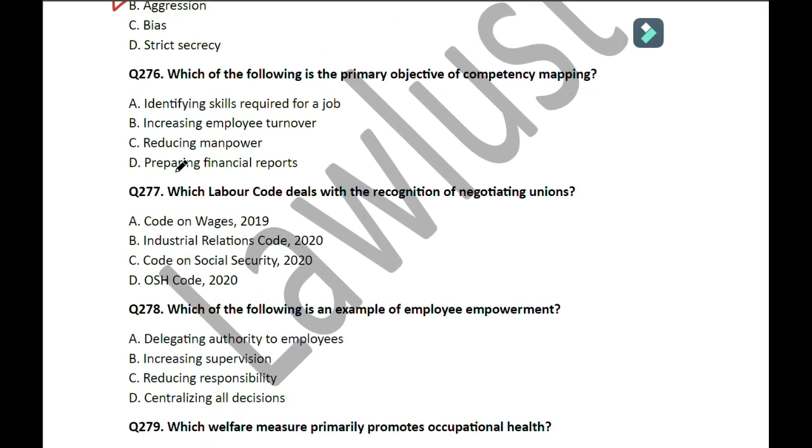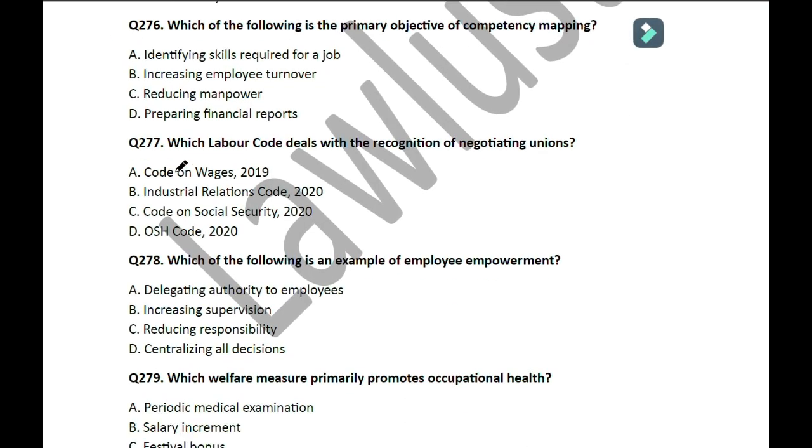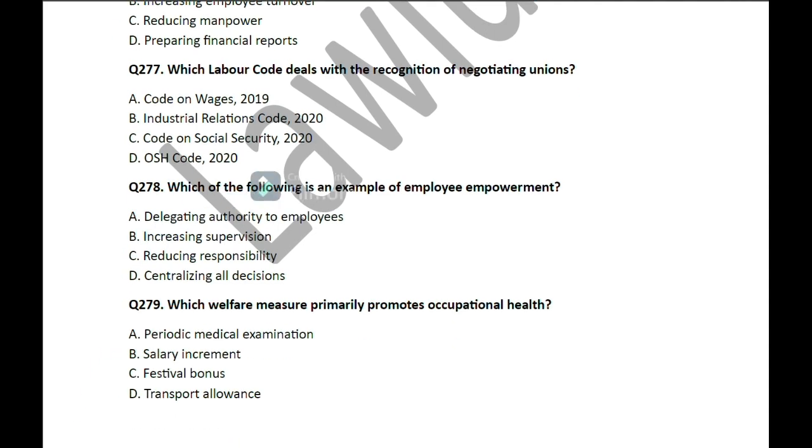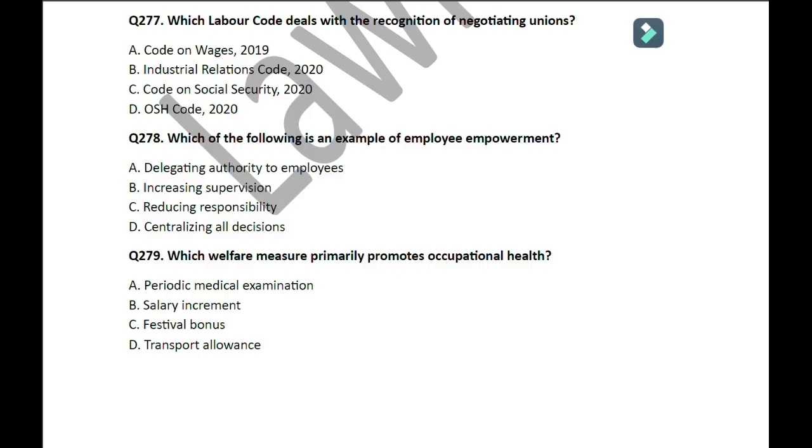Move on to the next question. Question number 276. Which of the following is the primary objective of competency mapping? So here the correct answer is identifying skills required for a job. Move on to the next question. Question number 277. Which labor code deals with the recognition of negotiating unions?